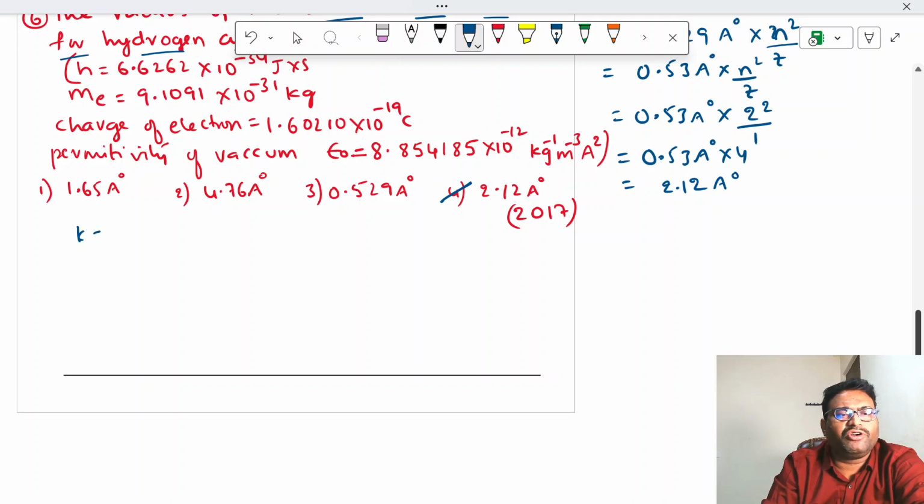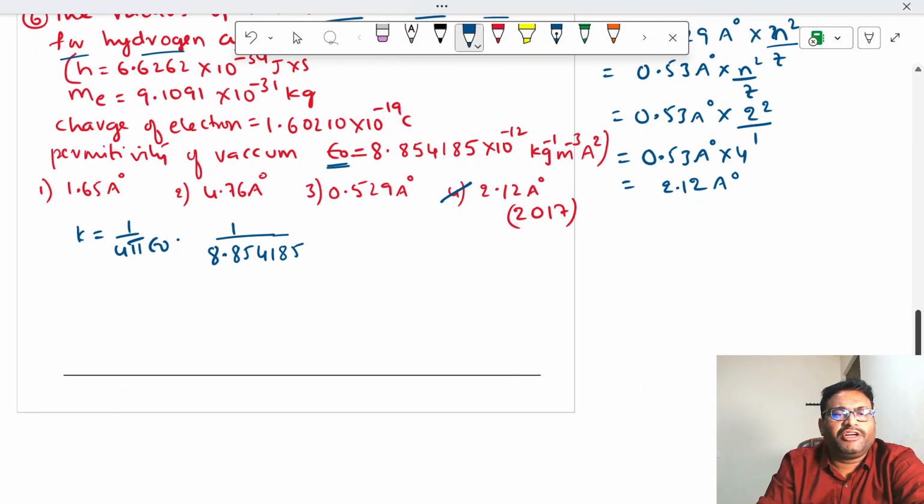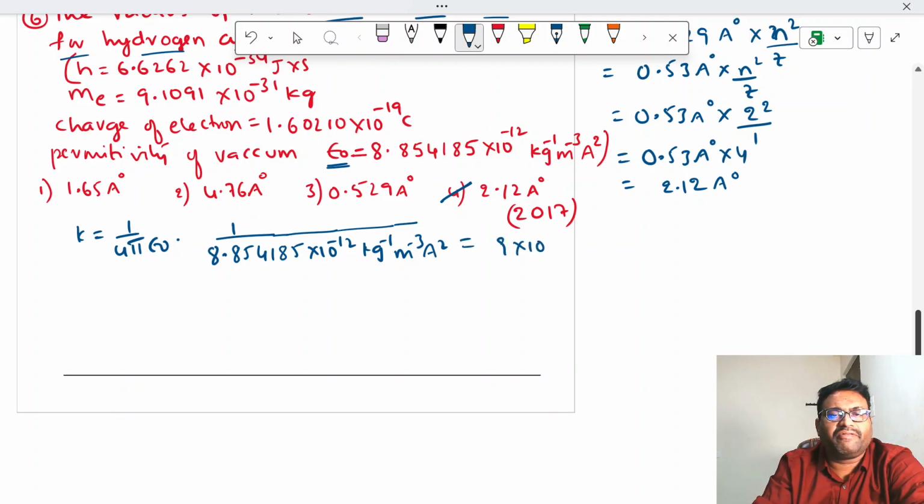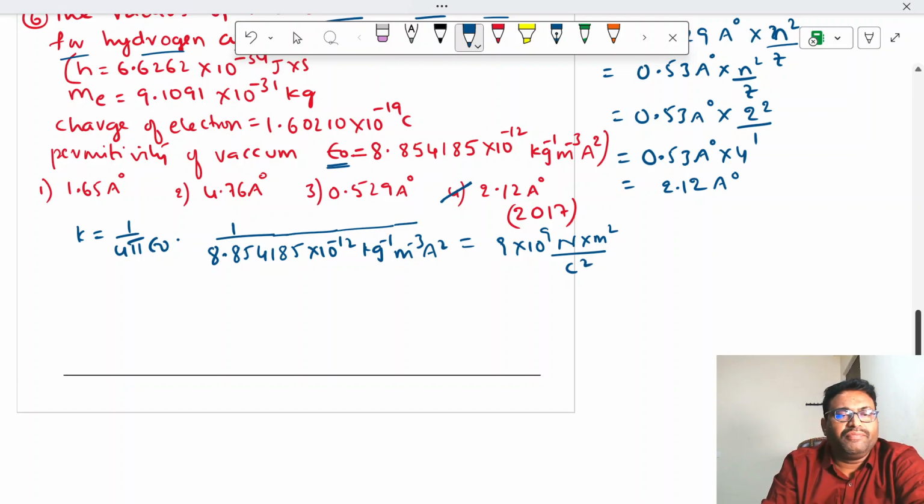We know k is equal to 1 by 4 pi epsilon naught. The epsilon naught value is given here: 1 by 8.854185 into 10 power minus 12 per kg per meter cube ampere square. If you calculate this, you get 9 into 10 power 9 Newton meter square per coulomb square. We get this k.